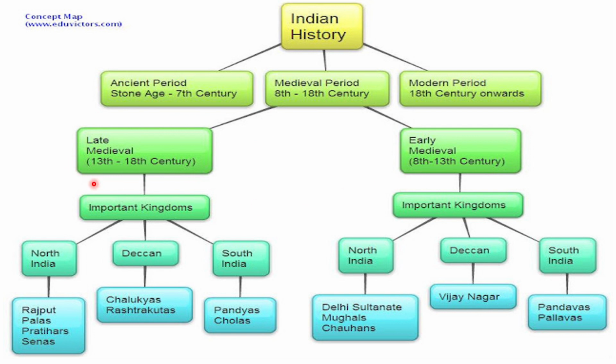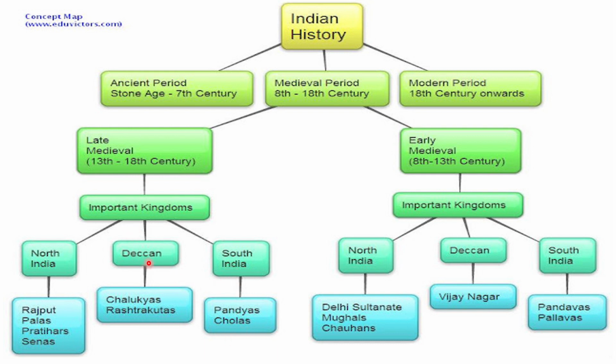So in the late medieval period we have important kingdoms in North India, Deccan, South India. So if you talk about North India, Rajputs, Palas, Pratiharas and Senas will be coming, and Deccan, Chalukyas and Rashtrakutas. South India, Pandyas and Cholas.